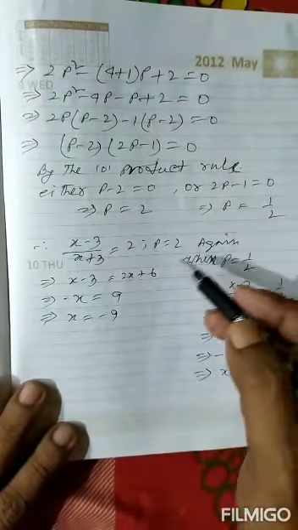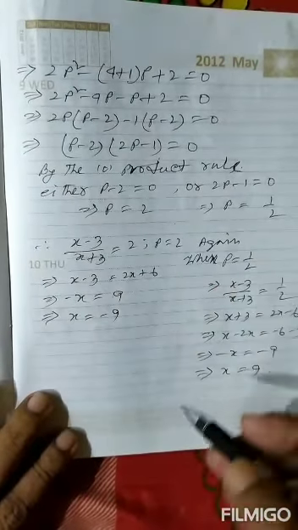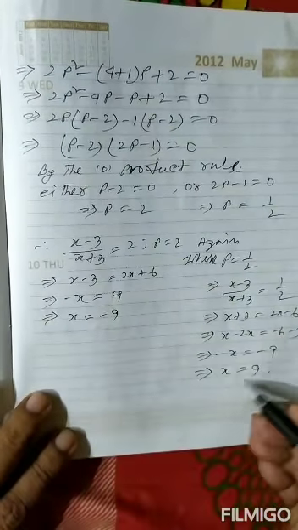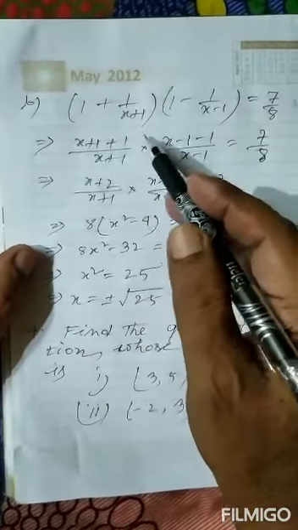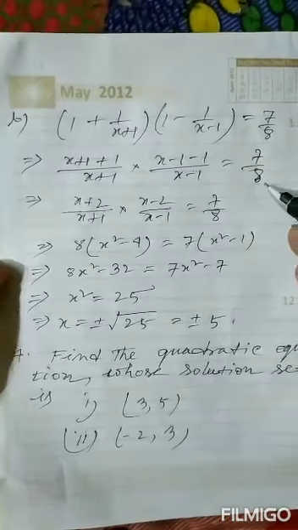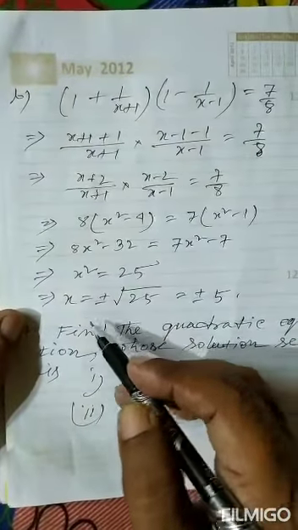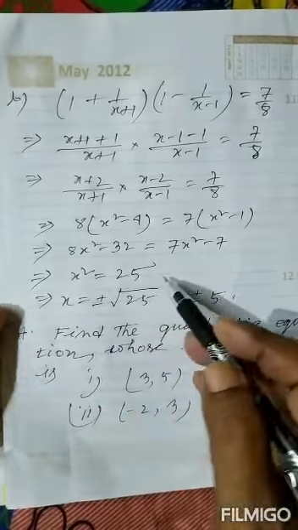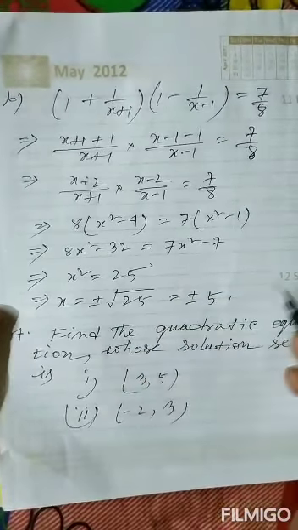Substituting the value of p as x minus 3 by x plus 3, we get x equal to minus 9 and x equal to 9. Another question: 1 plus 1 by x plus 1 into 1 minus 1 by x minus 1 equal to 7 by 8. By solving, we get x square equal to 25, a quadratic equation, and ultimately x equal to plus minus 5.